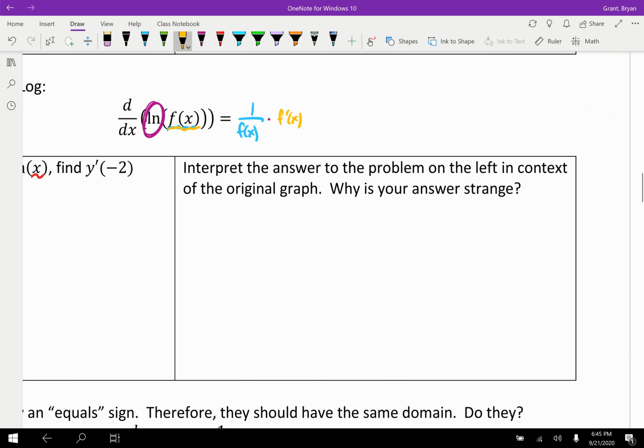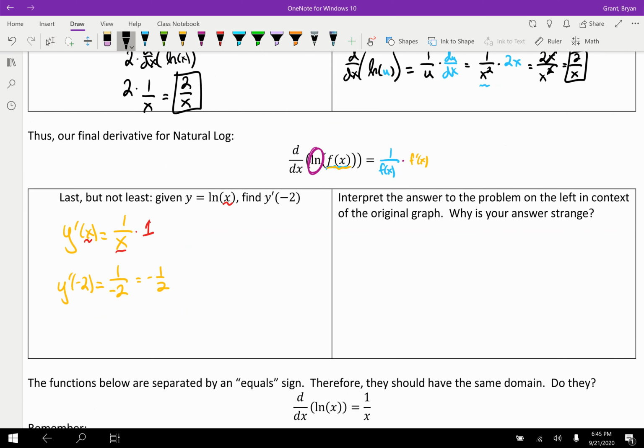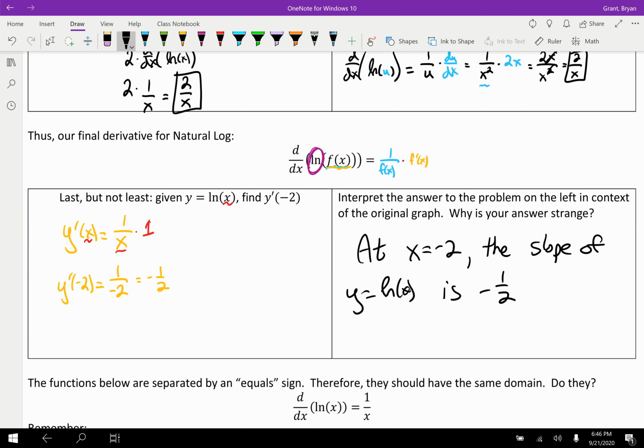But is it actually cool? Because I think if you look at the problem on the left and you put this in context of the original graph, what this is saying is at x equals -2, that was our x, our input, the slope of y equals natural log of x is -1/2. Well, why is that weird?